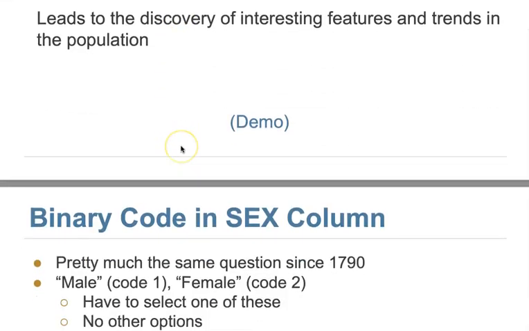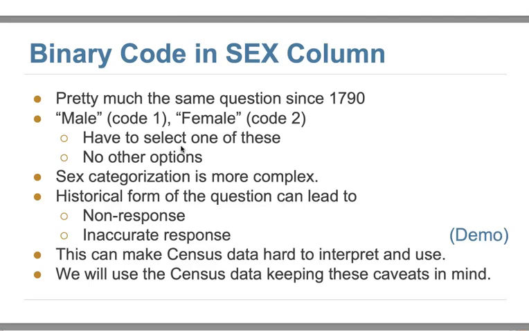But by the end of this video, I just want to talk about the sex column, as we said earlier. The sex column only has the codes male or female. That's because the question dates from 1790, and at that time that was their choice. They only had male and female, so you had to choose one, with no other option. But nowadays sex categorization is more complex. With the historical form of the question, some people did not know how to choose male or female, and if they don't, it will cause no response or an inaccurate response.